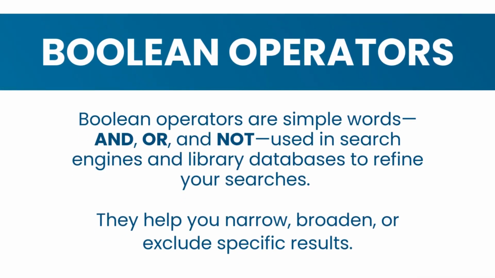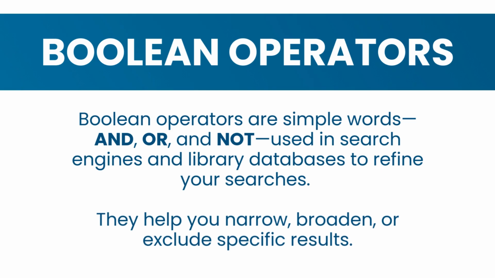Boolean search operators are simple words, such as and, or, and not, which are used in search engines and library databases to refine your searches. They help you narrow, broaden, or exclude specific results. Using these operators can improve your searching by allowing you to find exactly what you're looking for more efficiently.